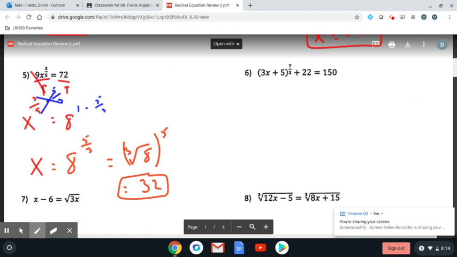All right, now when you guys get to number 6, really, really similar. The only thing is the thing that's being raised to the 7/3 now is this entire 3x plus 5. That's being raised to the 7/3. So that means that we just have to subtract the 22 on both sides. So you're still going to have this 3x plus 5 to the 7/3. And that's going to be equal to 128.